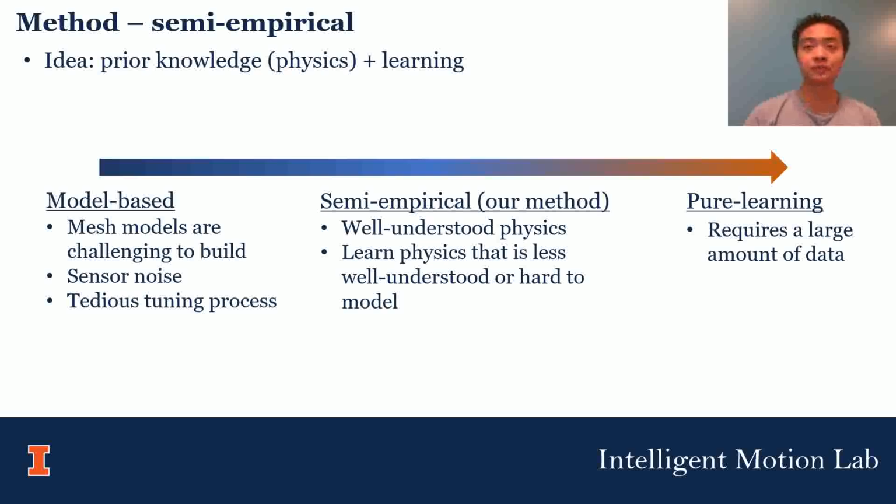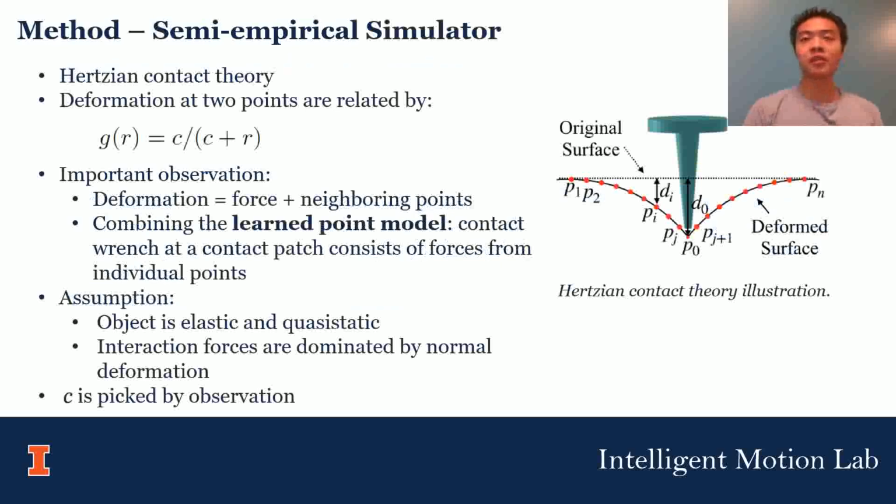Our method takes advantage of both by using a simple analytic model plus learning with a small number of features. The semi-empirical simulator is inspired by the classic Hertzian contact theory, which is explained by the graph on the right. It says that when a point on an object surface is deformed, an area on the surface deforms with it, and the deformation at two points can be related by the equation shown here. The constant c controls the shape of the deformed surface. An important observation is that the deformation at a surface point is a combination of external force and the effects of the neighboring points. This inspires our approach in that the contact range between a rigid and a deformable object can be looked at as summing up forces from individual points.